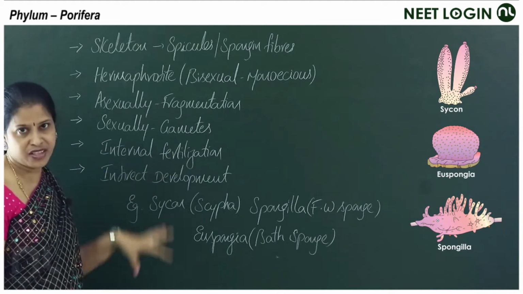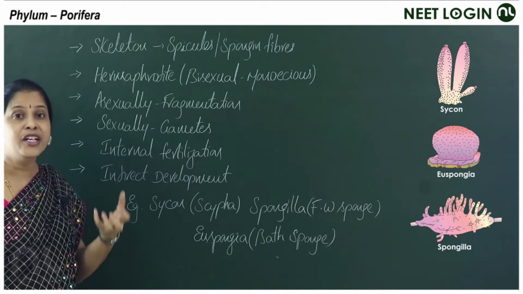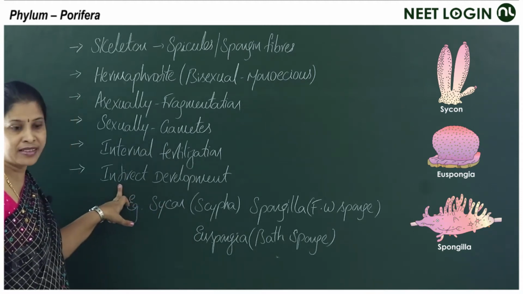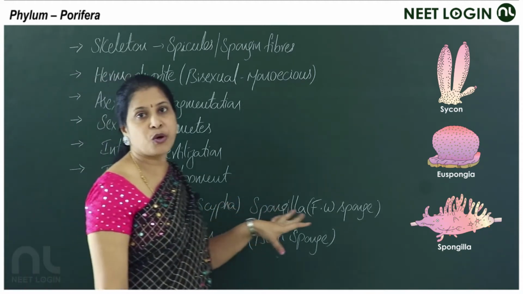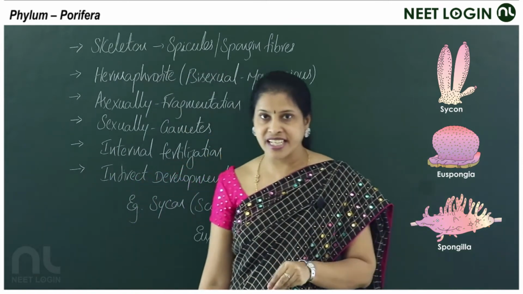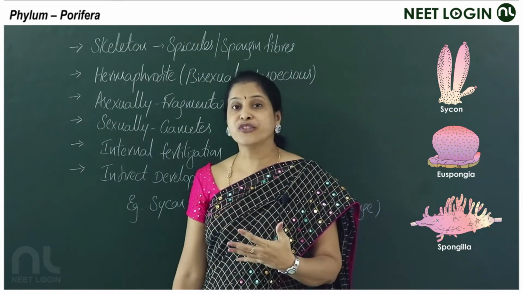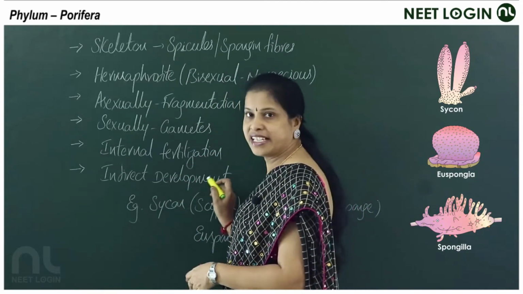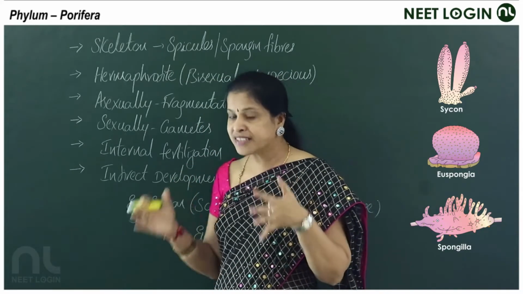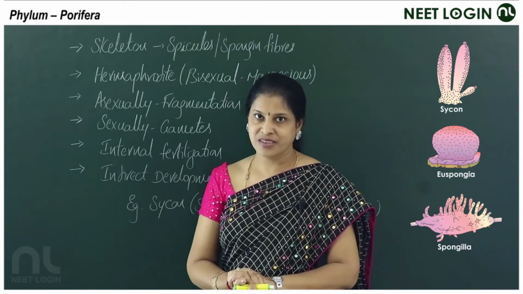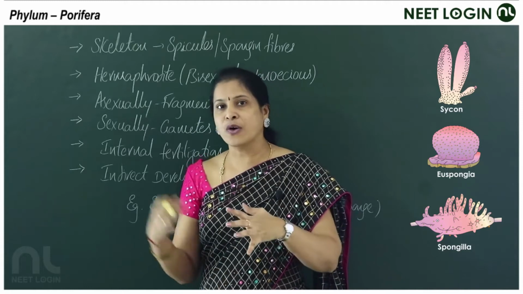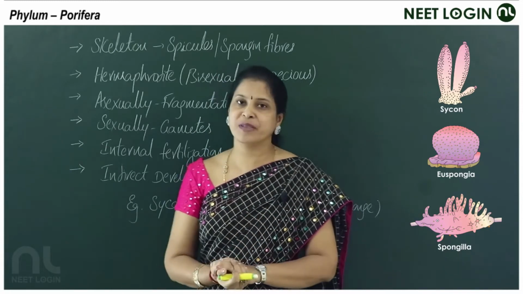So, the fertilization is internal because the gametes are uniting inside the body. And during the development of a sponge, it includes a larval stage which differs from the adult. The development is indirect. It passes through the larval stage. They have several larval stages in different sponges, and these are quite different from the adult.